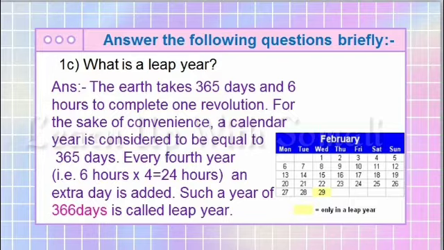Every fourth year, those 6 hours, when we multiply them by 4, become 24 hours. An extra day is added. Such a year of 366 days is called a leap year. And this extra day is added in the month of February, where it becomes 29 days in the leap year.